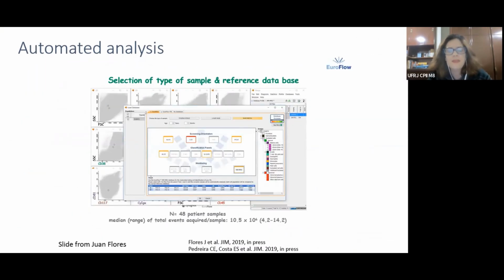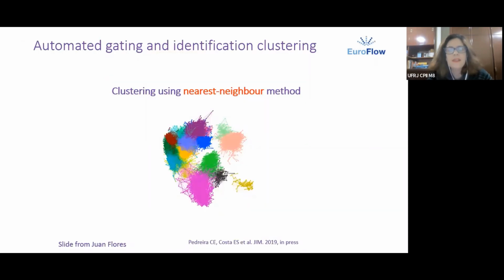So we have to inform the age of the patient and material and so on. And after, the program starts with two clustering events. For each event, for each cell, they look for the nearest cell in all parameters. This method is named nearest neighbor.